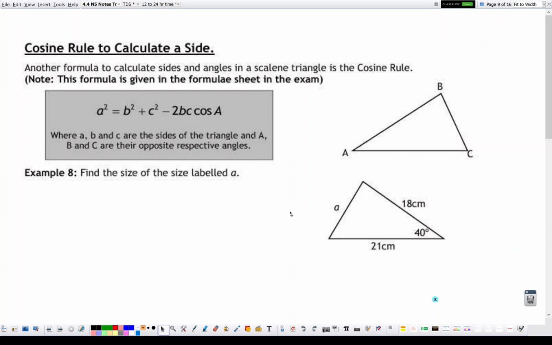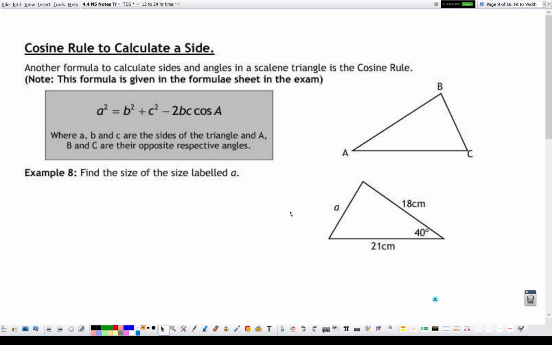But we will get onto that, how to tell the difference and how to know which one to use, when we go on to our mixed examples tomorrow. But for today, copy that down: a squared equals b squared plus c squared minus 2bc cos A. You don't have to remember it. This is given to you in the formula sheet. We should know already that a, b and c, small letters, are sides, and then the capital A, B and C are their opposite respective angles.